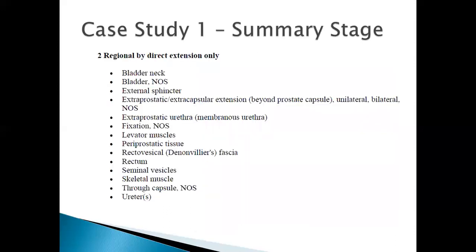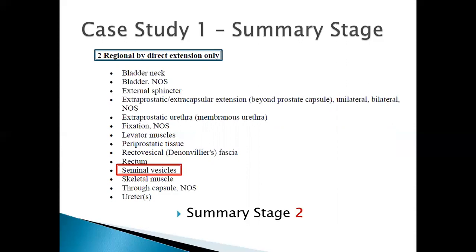So summary stage. So we have regional direct extension because the seminal vesicle was involved. 1 or 2 doesn't matter, okay? So our summary stage for this case is 2, regional by direct extension only.